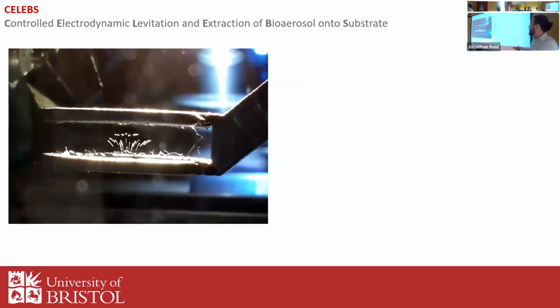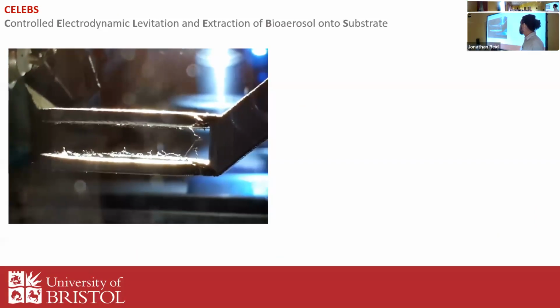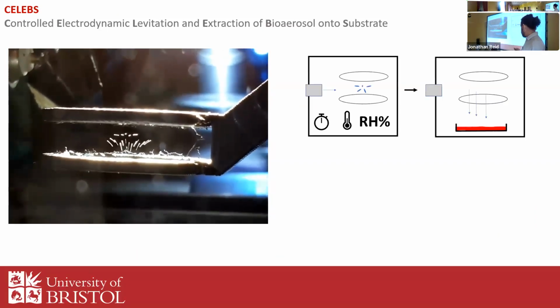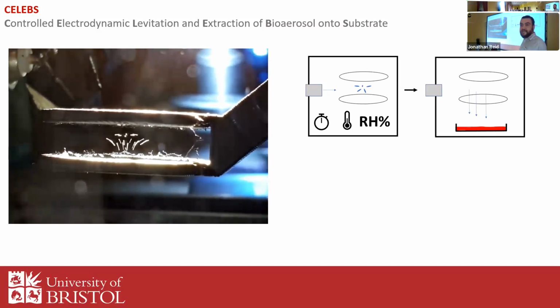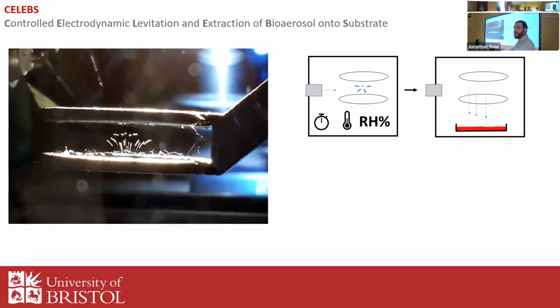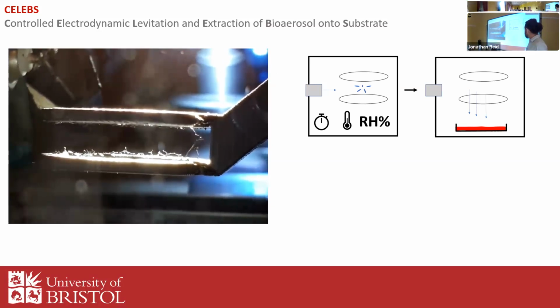So we use a particle levitation system called CELEBS. We trap a population of droplets between two electrodes in an electrodynamic trap. We have tight control over the relative humidity and the temperature. And after an intended incubation, that could be 5 seconds or 5 hours, 5 minutes, we extract them into a collection media.